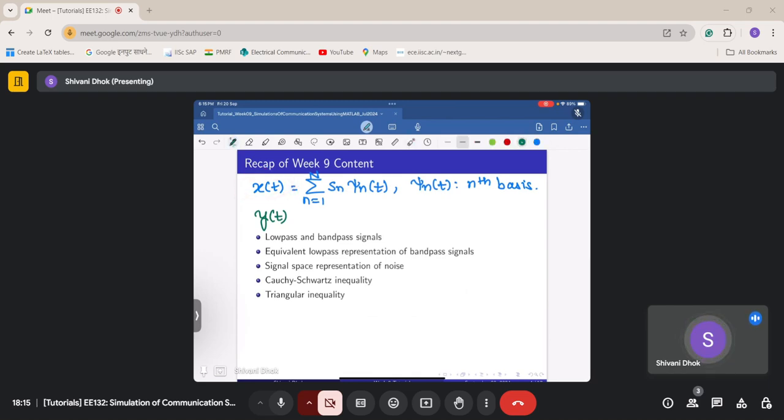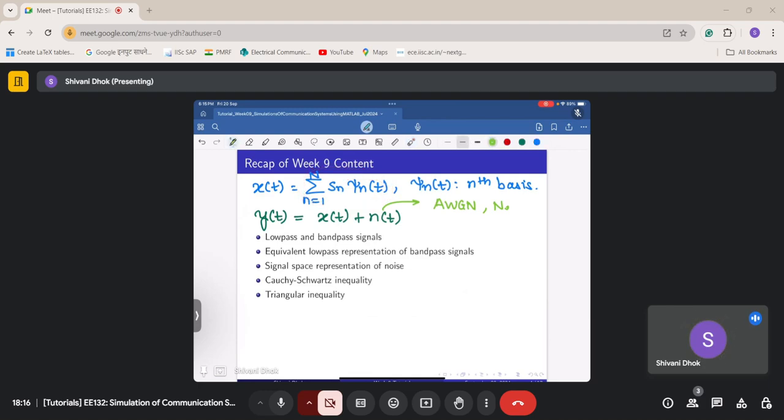So what we receive is y of t equal to this signal that we have transmitted, along with an additive white Gaussian process that gets added. So this is your AWGN process with some PSD, let's say N0. This is what we receive when we are transmitting x of t. Now we want to figure out the equivalent representation of this particular signal, similar to what we have here.